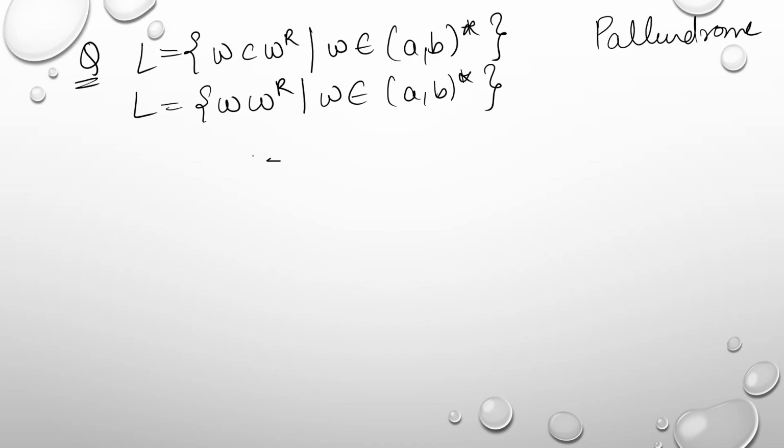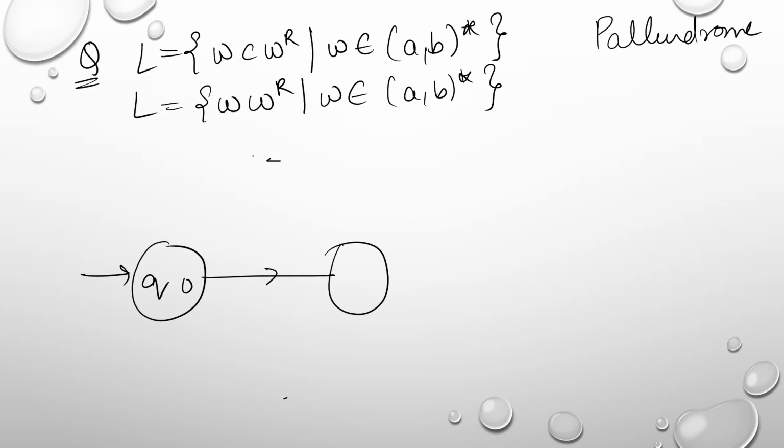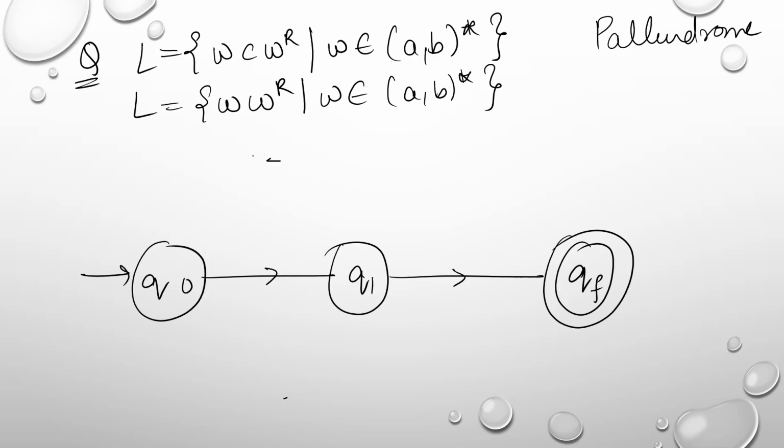So I'll give this as homework. This is an easy one, but I'll give you a hint of what you have to do. The hint will be sufficient for you. Q naught, Q1, QF, the final state. When you get lambda or epsilon, let's write epsilon to prevent any confusion, and you have Z at the top, you return Z. This will be your final one.